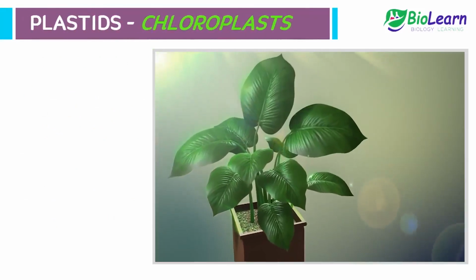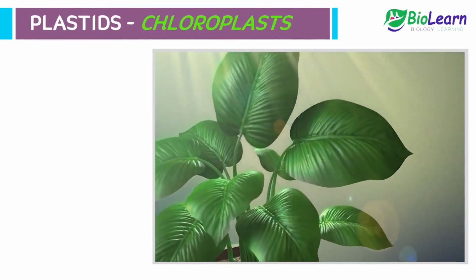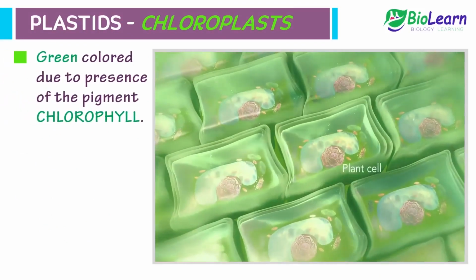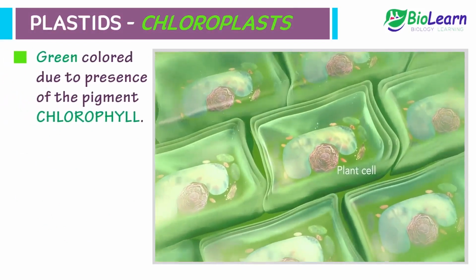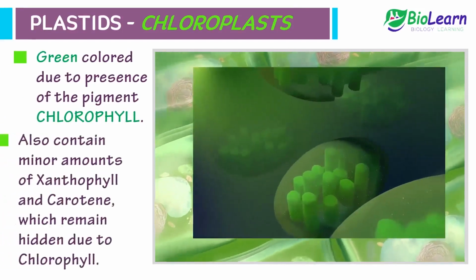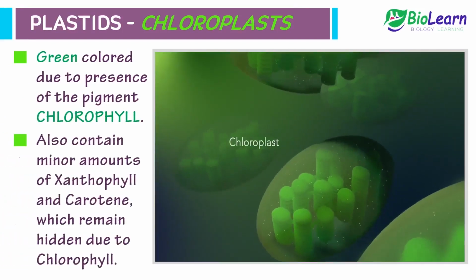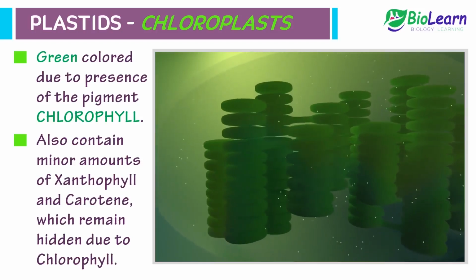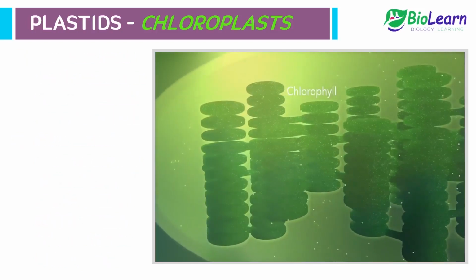The most prominent organelles in the category of plastids are chloroplasts. Chloroplasts are green-colored, which is due to the presence of a green pigment called chlorophyll. They also contain xanthophyll and carotene, but in minor amounts. These pigments remain hidden because of large quantity of chlorophyll.